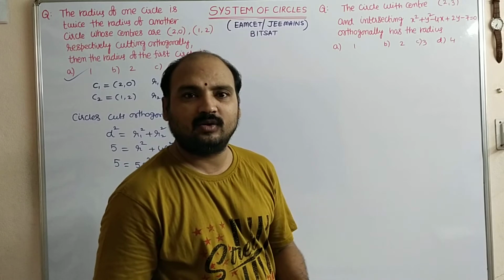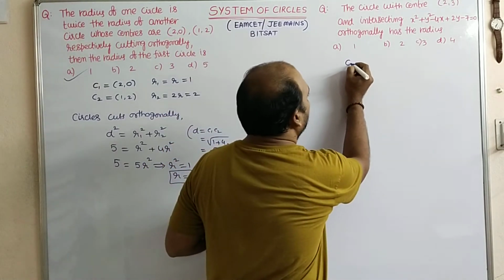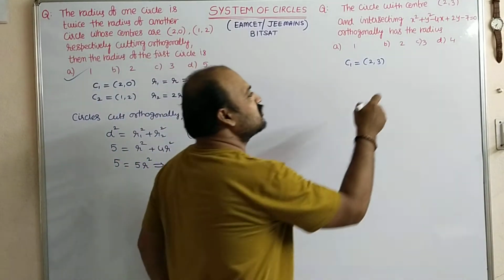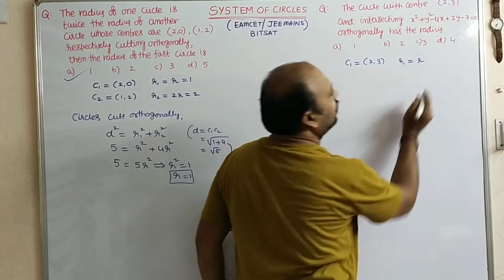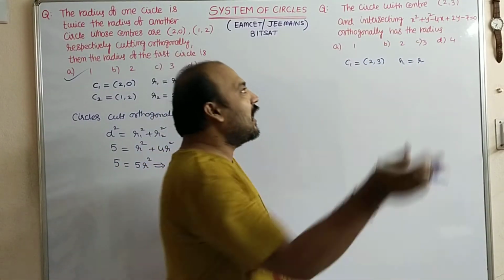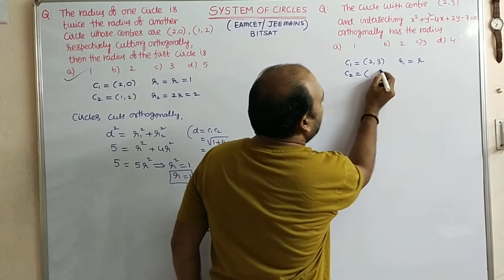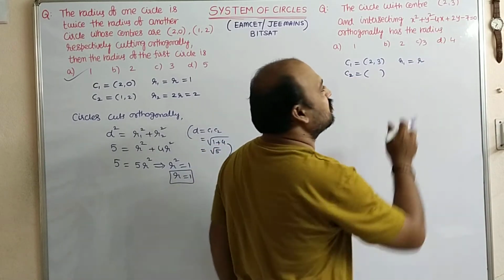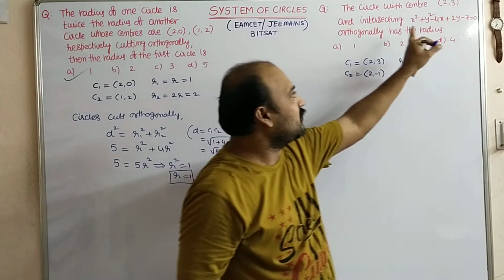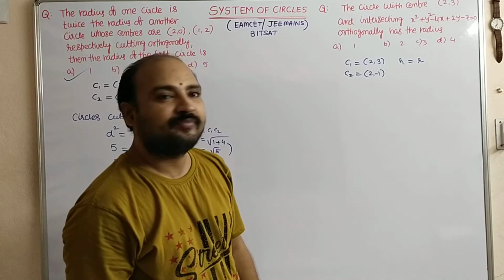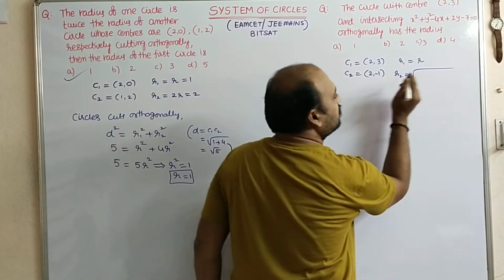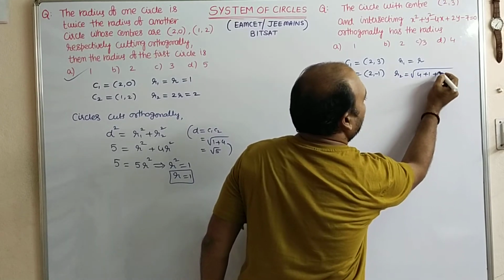One circle is there whose center is C1. I am assuming here C1 is equal to (2, 3). That radius we don't know. I am assuming that R1 is equal to r. And this circle intersects the other circle orthogonally. Another circle is given with center C2. The center of the second circle is minus x coefficient by 2, minus y coefficient by 2, so it will become (2, minus 1) from the circle x square plus y square minus 4x plus 2y minus 7. The radius of the second circle R2 equals, we need to calculate here, 2 square plus 1 square, 4 plus 1 minus of minus 7.